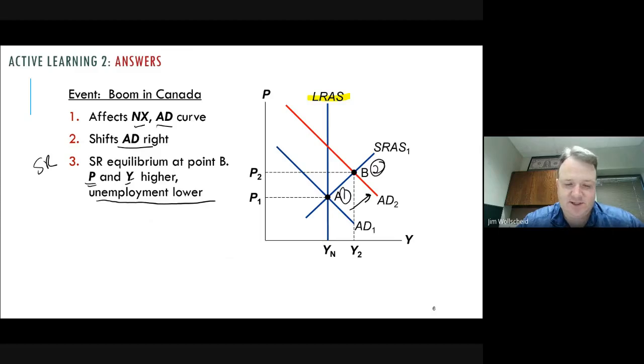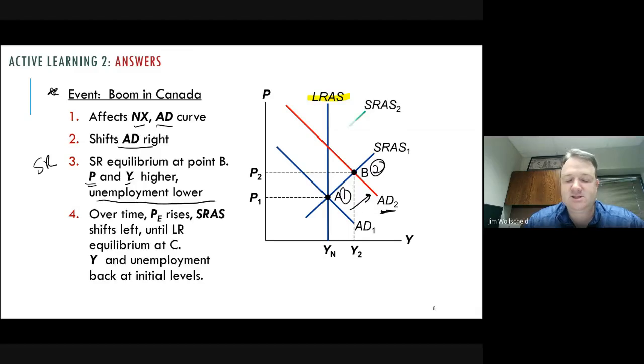It happens every semester. Even though I make this point, I'm trying to help you along and make sure you don't make the mistake. I'd love it to be the semester that no one tells me point B is in the long run. The long run has to be on the long run aggregate supply curve. So we know we're at this new aggregate demand curve. We know only one event has occurred, so I can't change aggregate demand again.